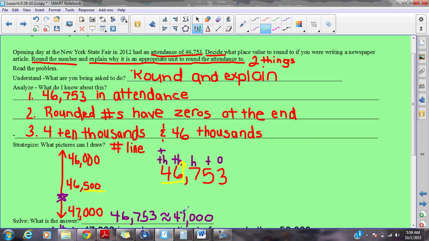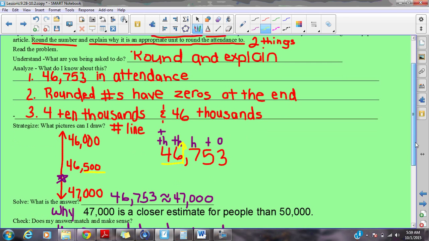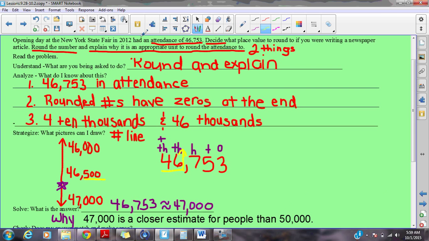46,753 is approximately 47,000. Why did I write that? Because remember, I had to round and explain. I picked 47,000. It's a closer estimate for people than 50,000. That's why I chose it. If you would have chosen to do 50,000, then you could have said why you chose 50,000. Maybe you wanted a nice, even round number or a friendlier number for people to look at in a newspaper article, and that would be valid too. Remember, they're asking you to decide in this question.